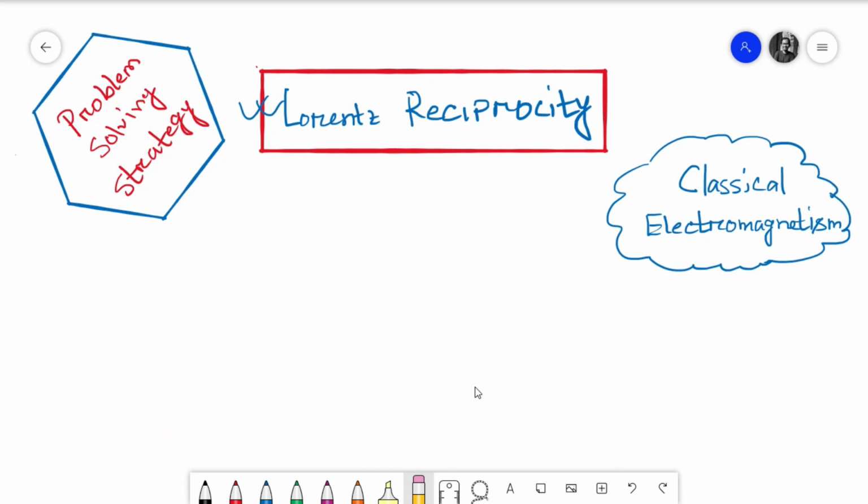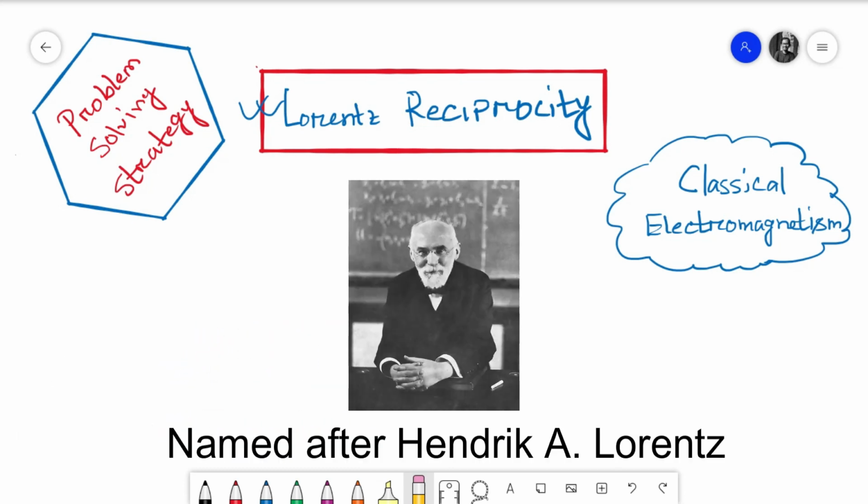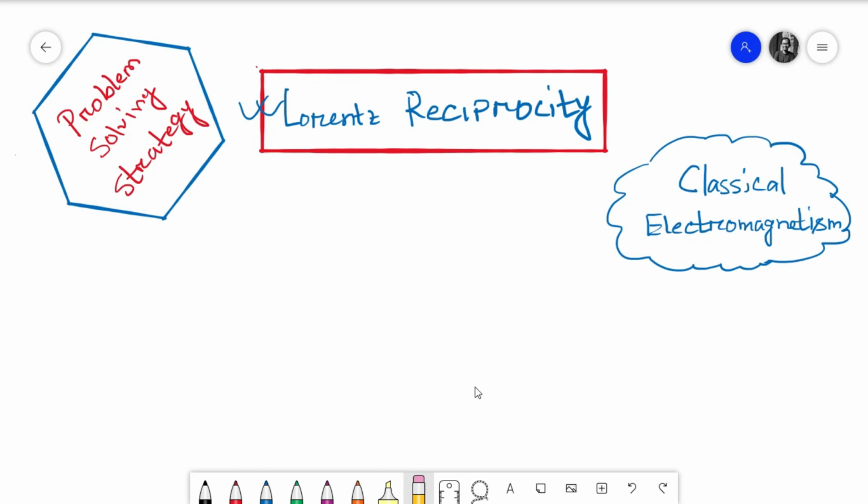In this video, I'm going to show you how to prove the Lorentz reciprocity theorem. Like always, I'm not just gonna present the solution here. I'm gonna show you how to think through it.